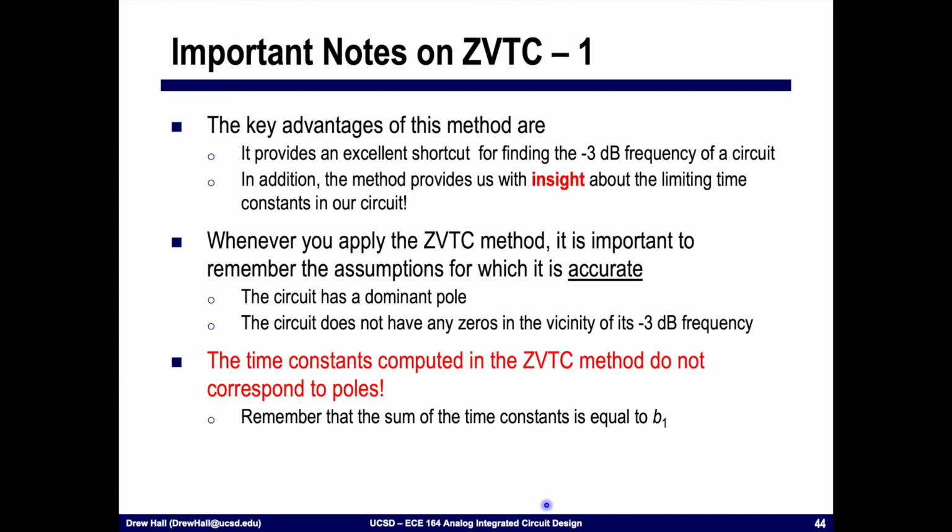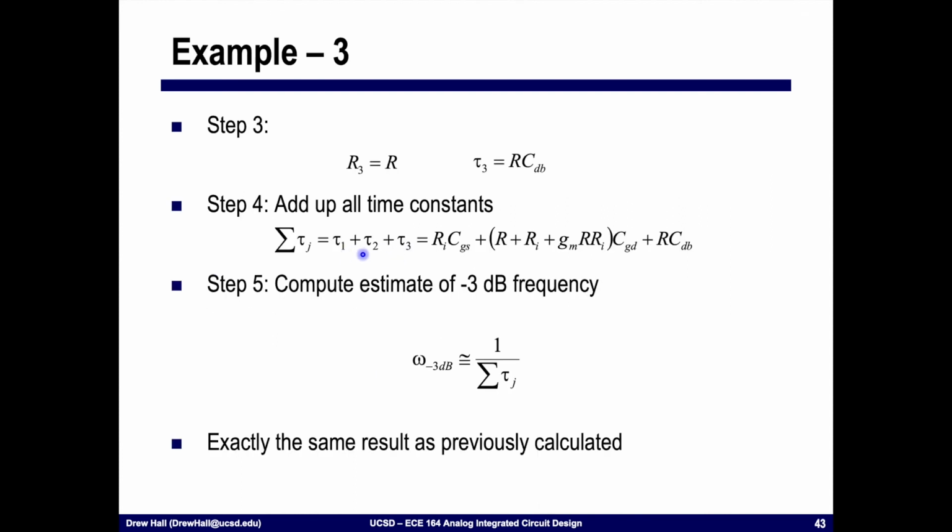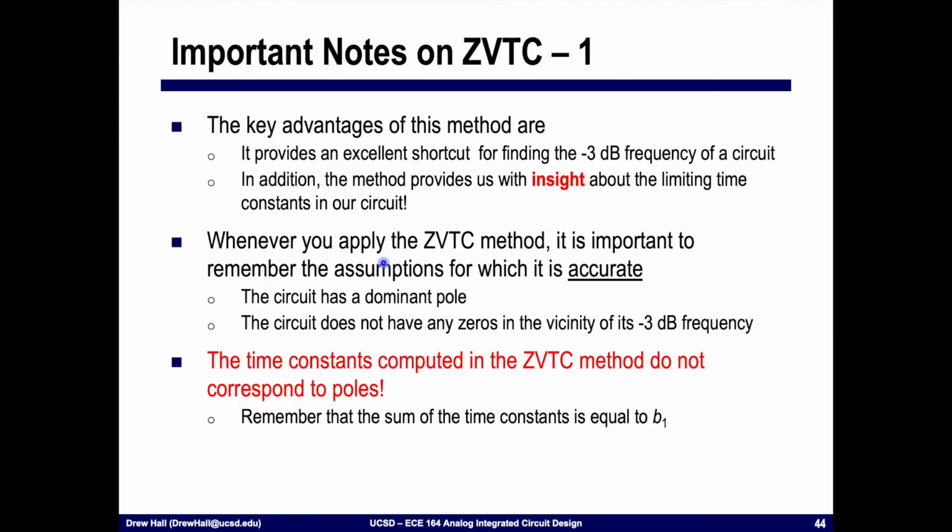One of the biggest mistakes that I see students make is that they assume that all of these time constants that they've calculated are the poles in the circuit. These time constants are not poles. In simple circuits that don't have any coupling, they can be the poles, but in general, they are not the poles. The simplest way to even see this from this example is that we know that the circuit has 1 zero and 2 poles, and yet here, we have 3 time constants. So there's a mismatch between the number of poles and time constants. These time constants are not the poles. The sum of the time constants is simply equal to b1.